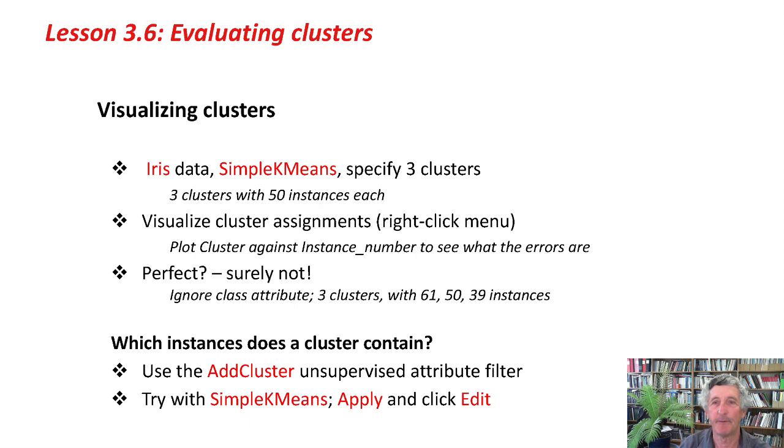So coming back to the slide, we've looked at visualizing cluster assignments on the cluster panel. And we've learned how to ignore attributes. Typically the class attribute is a good one to ignore if you've got a data set with a class. And then we've looked at the AddCluster unsupervised attribute filter, and shown how you can add a new attribute which gives a cluster number, and then look at which instances have been assigned to which cluster by clicking the edit button.